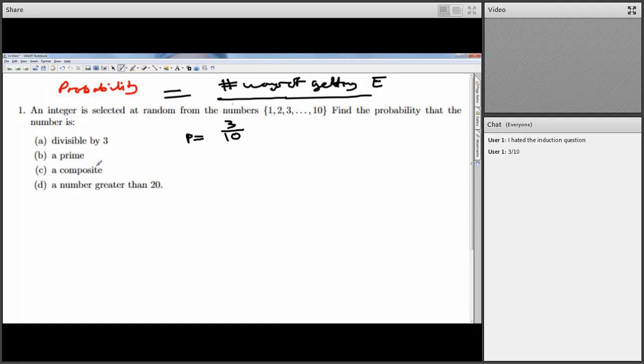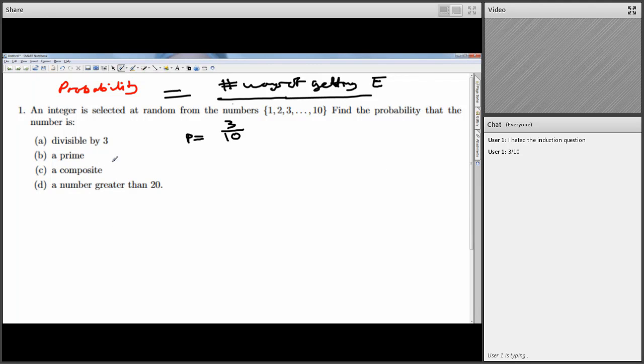So what are the possible? So again, to answer these questions, you have to have in your mind how many of them are. So what are the prime numbers? Do you remember what a prime number is? So a prime number is a number which is divisible by itself and 1, and that's it. No other things at all.